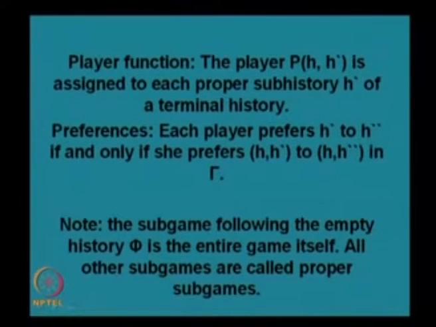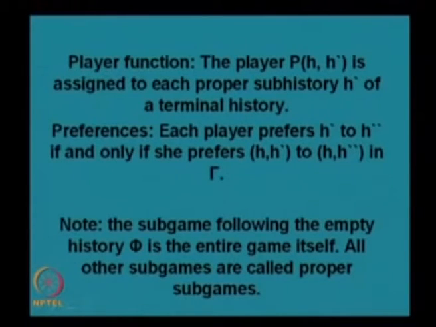So, in that subgame that we are talking about, which we have defined as gamma H, suppose there are 2 terminal histories h prime and h double prime, then any player will like h prime to h double prime if in the original game the same player prefers h prime to h double prime. So, these are quite intuitive ideas that we are talking about.